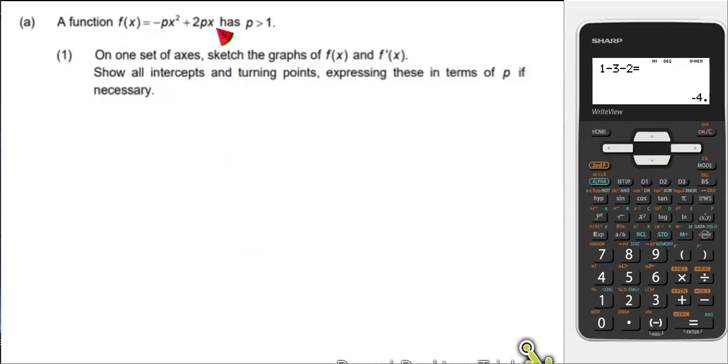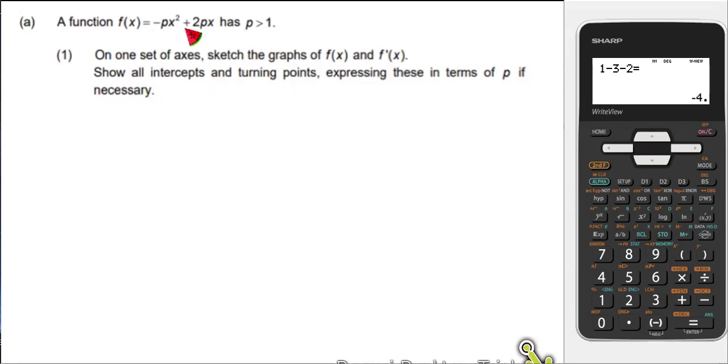A function of that where p is greater than 1. They say, number one, on one set of x's, sketch the graph of f of x and the derivative. Show all the intercepts and turning points, representing these in terms of p if necessary.